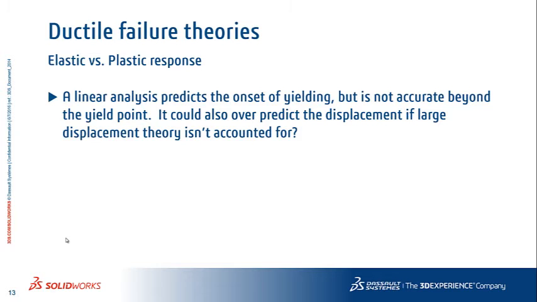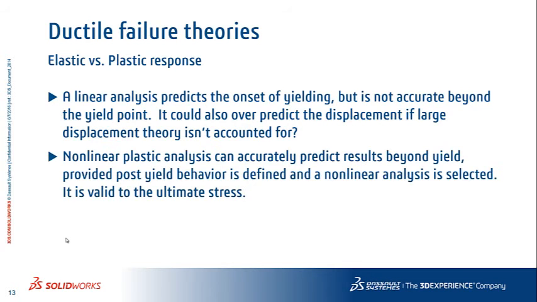Now, if we've exceeded yield, if you think of a common stress strain curve, once you exceed yield, it no longer behaves linearly. It starts to tail off, and the slope of that curve changes. So that's when we have to move to a nonlinear analysis. A nonlinear plastic analysis can accurately predict points beyond yield, all the way up to ultimate, but it's not valid over the ultimate stress, because that's where we expect fracture to start occurring.